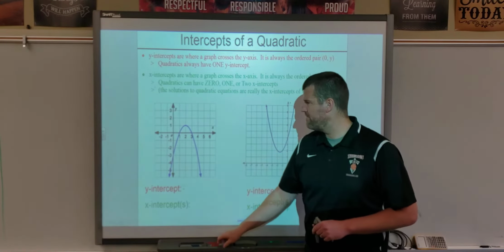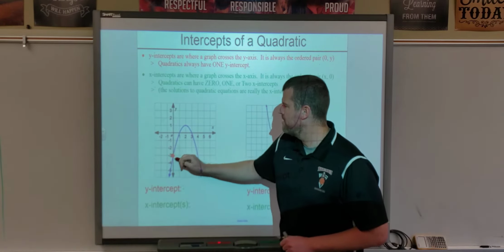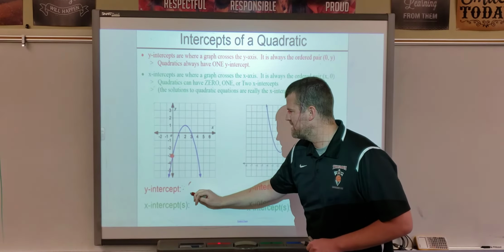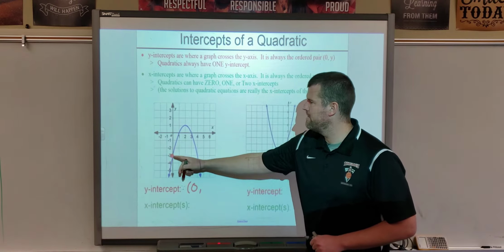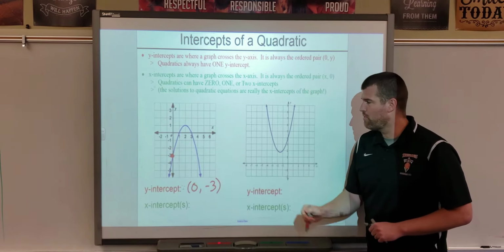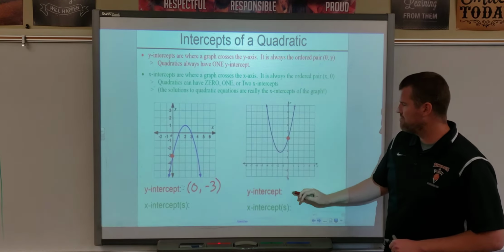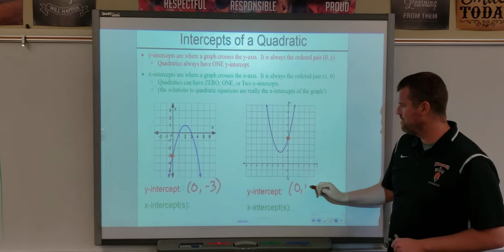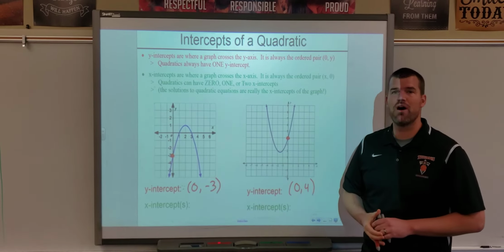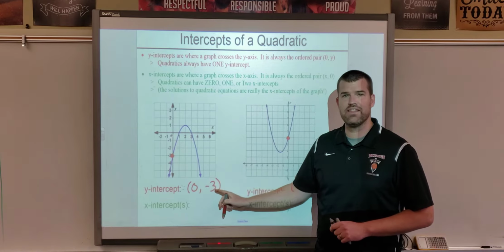If we look at this graph here, we're crossing the y-axis at -3. And we know that it needs to be 0, y. So my y-intercept is 0, and then the y value of -3. For this graph, the y-intercept, where we cross the y-axis, is at 4. So that's going to be 0, 4. So again, every parabola will have one y-intercept, and the y-intercept will always be 0, and then the number.